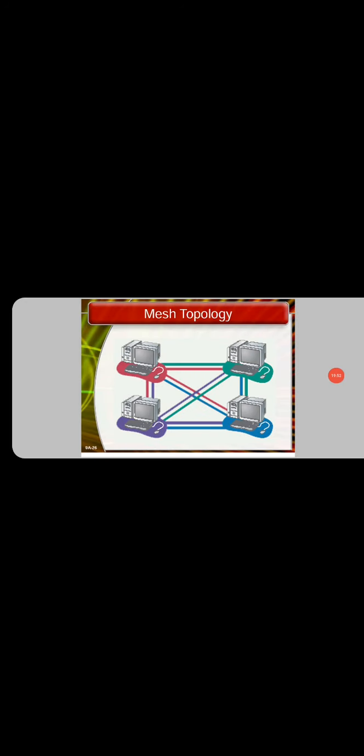So this diagram is an example of mesh topology. In mesh topology, every node is directly connected with other nodes in the network. Every computer, PC or workstation is directly connected. A connection is established from one computer to all the remaining computers in a network or LAN. Then it is called mesh topology.